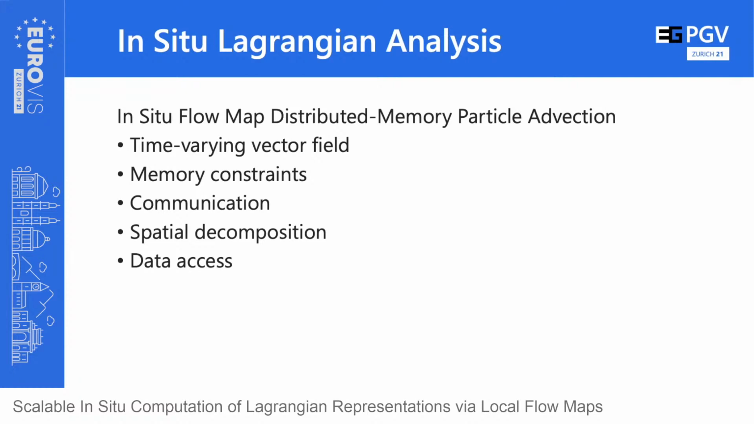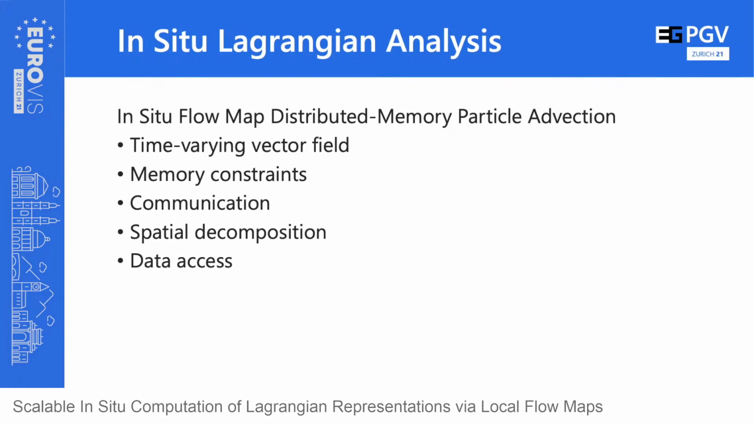Besides operating in a time division setting with the simulation code, distributed memory particle advection performed in situ to compute a Lagrangian flow map has a few constraints that are important to note. In our paper, we've got a more exhaustive comparison between the requirements for in situ and post-hoc distributed memory particle advection. But here I just want to touch upon those that I view as the most relevant.